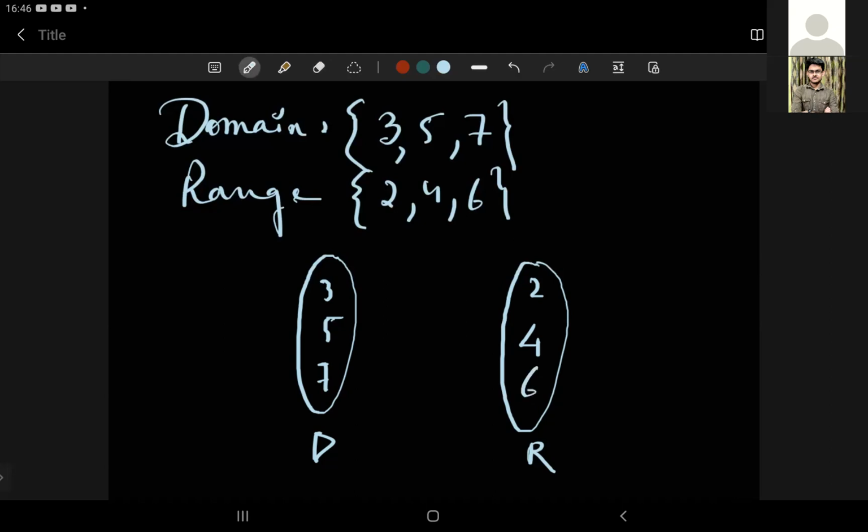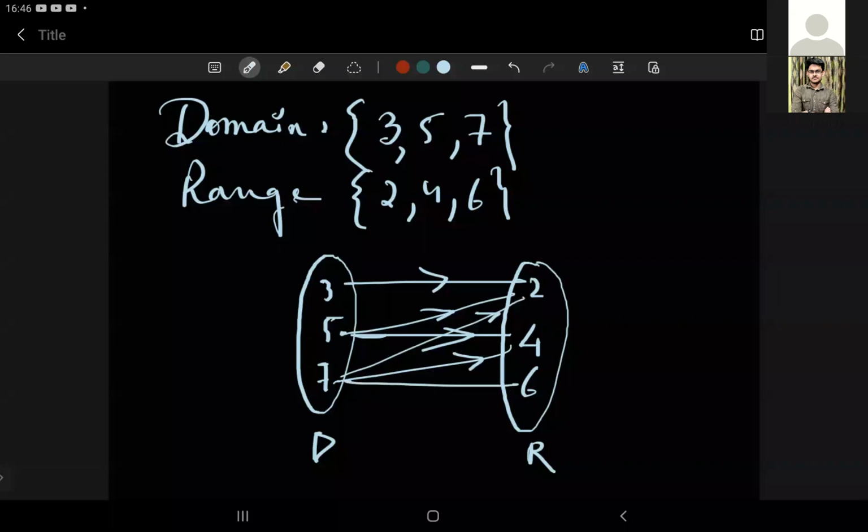Okay. So 3 is mapping to which one? Sir, 2. Okay. 5 is mapping to? Sir, 2 and 4. Okay. And 7 is mapping to? Sir, 2, 4, and 6. Can anyone tell me, if somebody has any idea about functions, is this a function? No, sir.